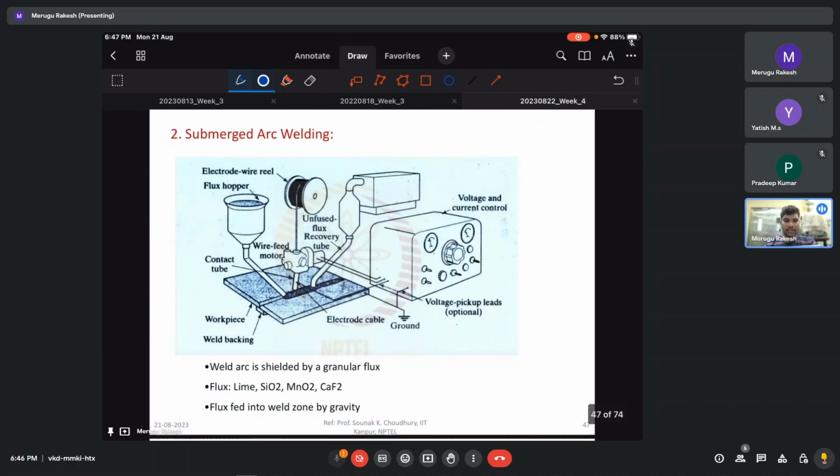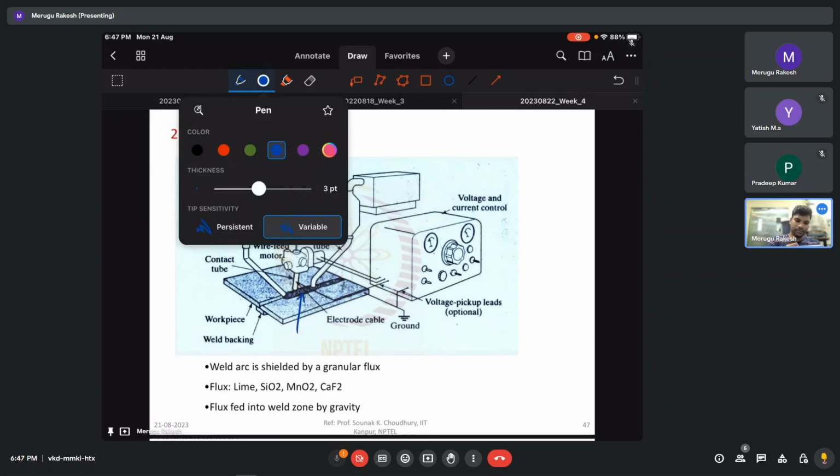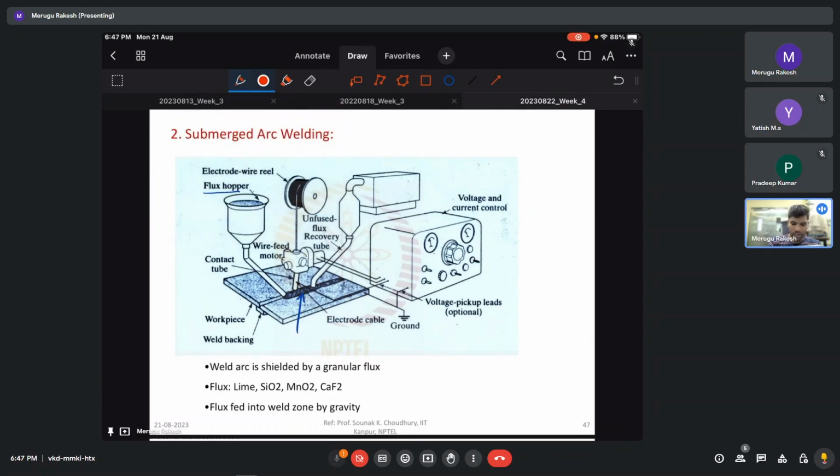Then let us see this very popular welding process, that is submerged arc welding. Only in submerged arc welding are we going to use this flux hopper, which holds granular flux. You see this black portion, that is the flux. Okay, granular flux. The weld pool is completely covered with flux, under which the arc welding is going to happen. That's why this is called submerged arc welding.